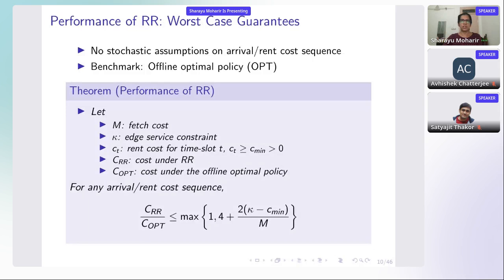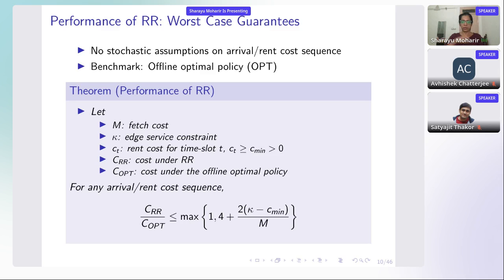I'll now present the first result for our policy. This theorem characterizes the performance of RR, which is our policy, by giving a worst case guarantee on the performance of RR relative to that of the offline optimal policy. Now, if you're unfamiliar with this terminology, the offline optimal policy knows the entire arrival and rent cost sequence a priori and uses this knowledge to make hosting decisions. Now, we say that this is a worst case guarantee on the performance of RR because this bound in the theorem holds for all request and all rent cost sequences.